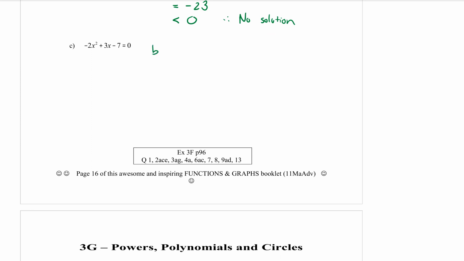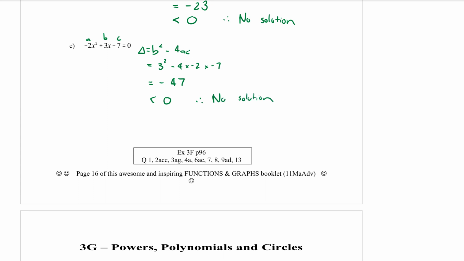Part C, one more time, let's find the discriminant. So discriminant equals b squared minus 4ac. A is the minus 2, b is the 3, and c is the negative 7. And subbing in. So I have 3 squared minus 4 times a, which is negative 2, times c, which is negative 7. What did we get this time? Negative 47. Negative again, so less than 0, which means no solutions again.